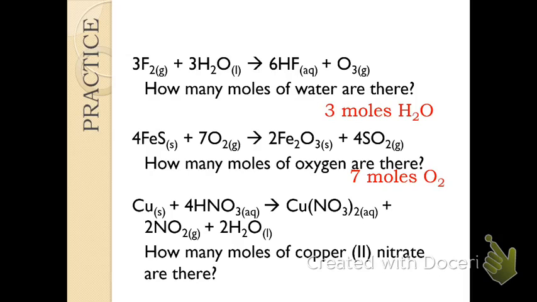And then finally, how many moles of copper 2 nitrate are there? You have to know your formulas. I think I told you this before. You've got to know those formulas. Which one of these is copper 2 nitrate? Hopefully, you've chosen this one. Notice that there is no coefficient, so there is only 1 mole of copper 2 nitrate.